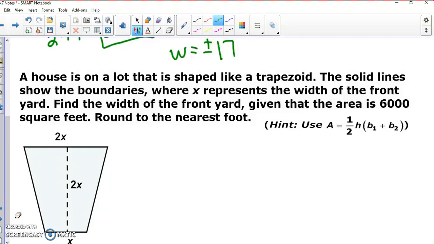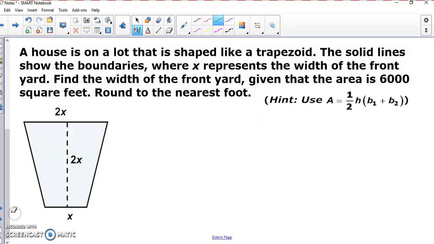Okay, last one then. It says a house is on a lot that's shaped like a trapezoid, and they give us the area for a trapezoid here. We probably haven't seen this formula before. The solid lines show the boundaries where X is the width of the front yard. So we're going to find the width of the front yard knowing that the area is 6,000 square feet.